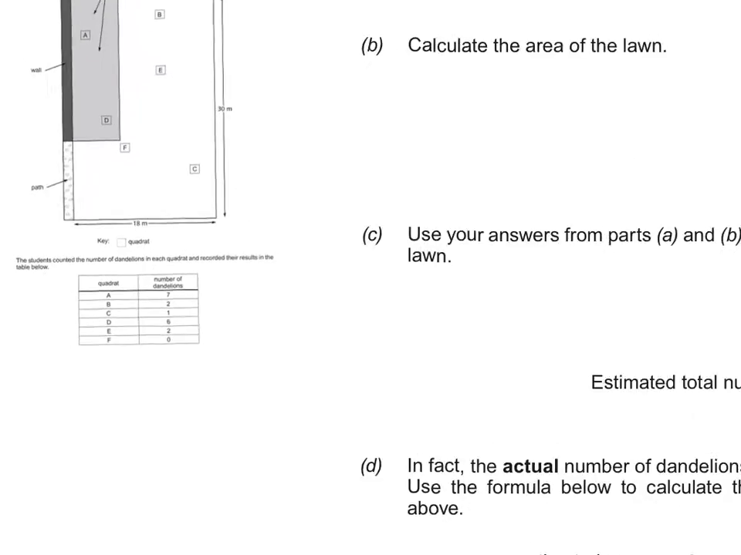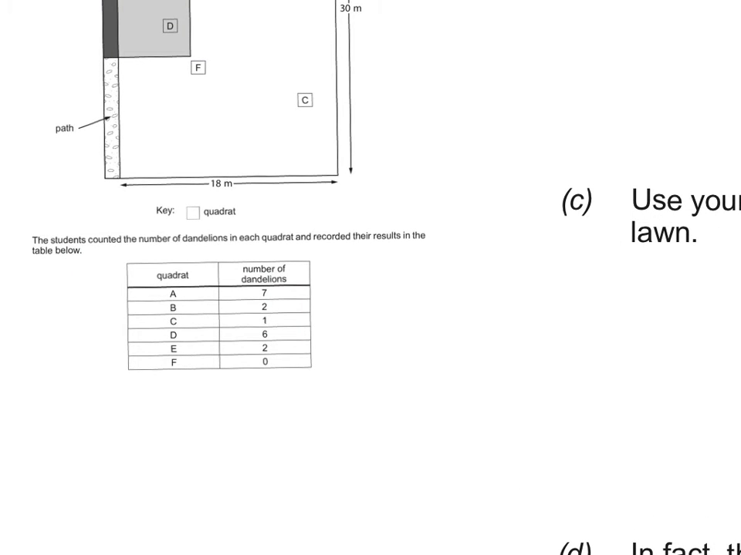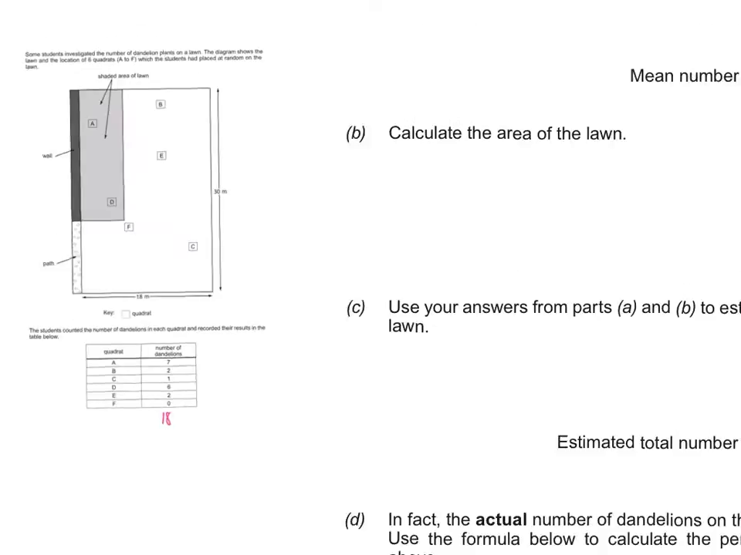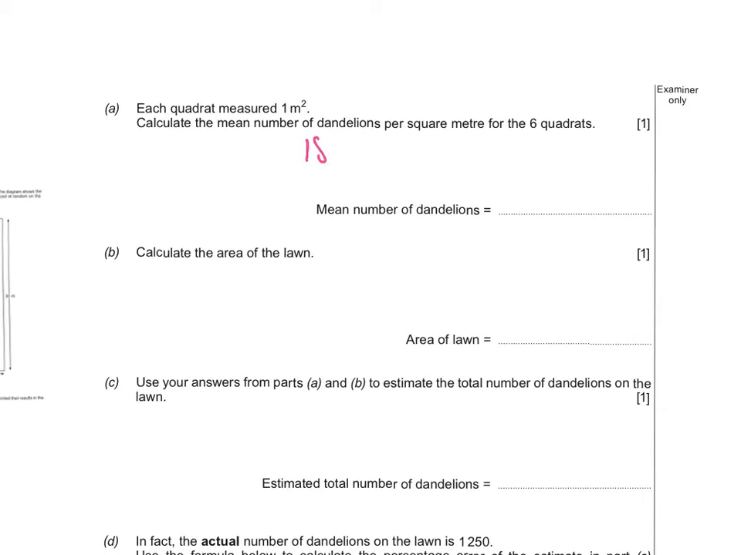Okay, so I've got it here. Oh, wrong one. So we have to add up all the quadrats. You've got 7 plus 2 plus 1, so 10, 16. So we have 18 as our total number. And then to work out the mean, we've got to do 18, that's the total dandelions, divided by 6, because we have 6 quadrats, which equals 3.